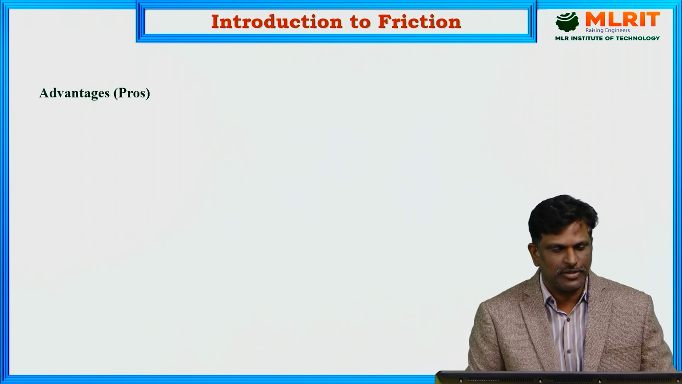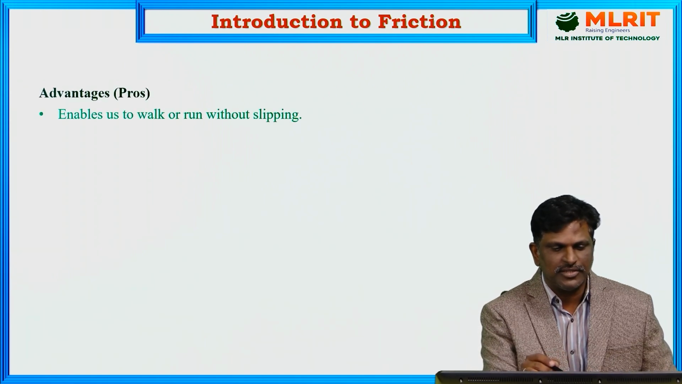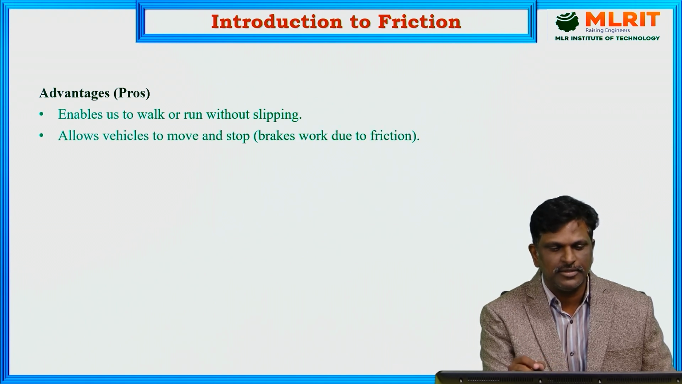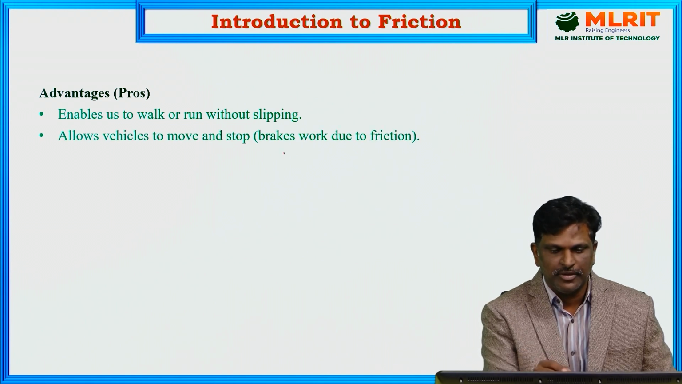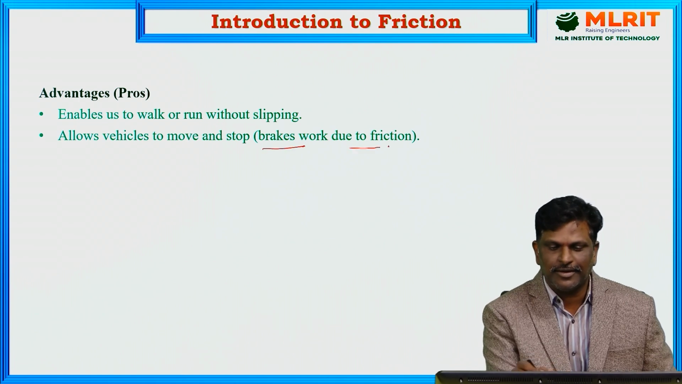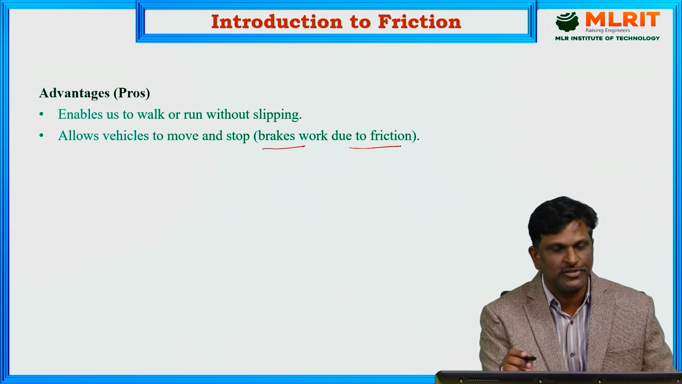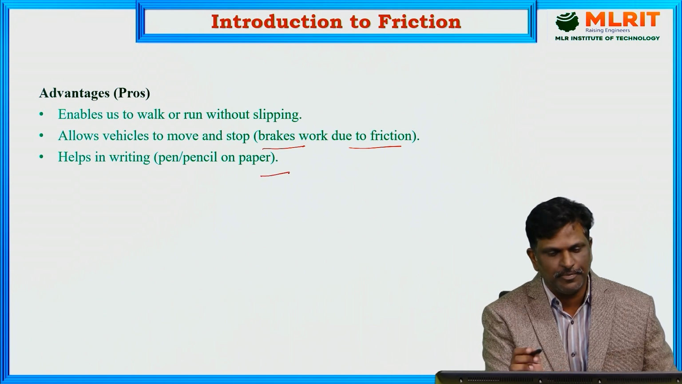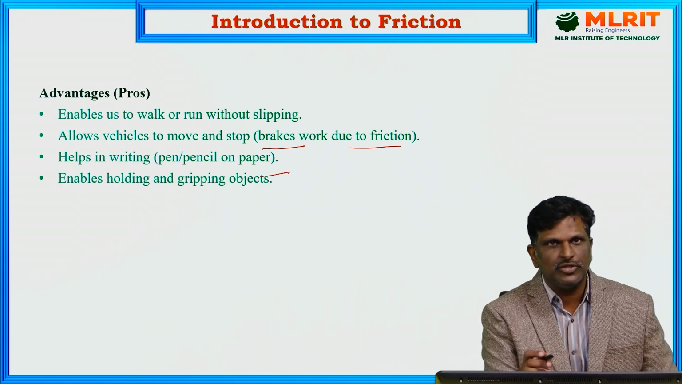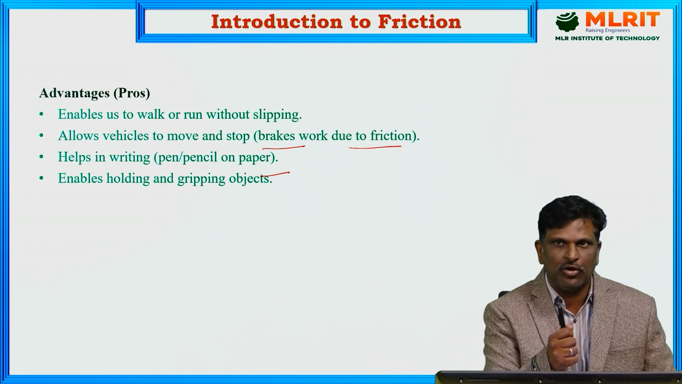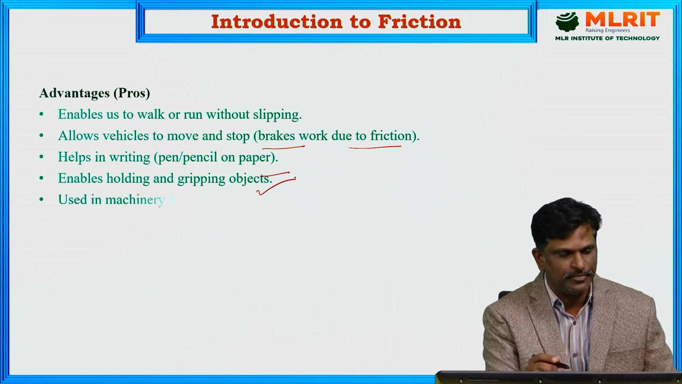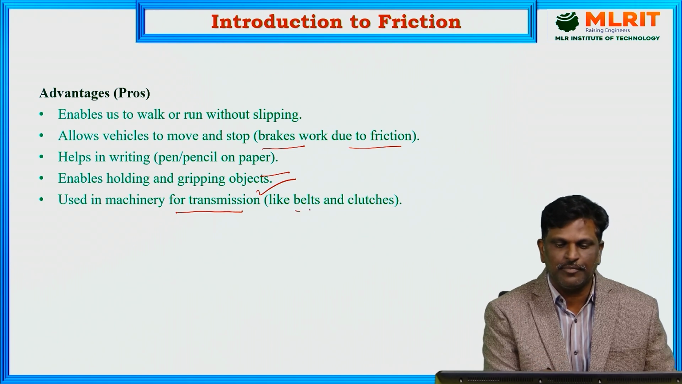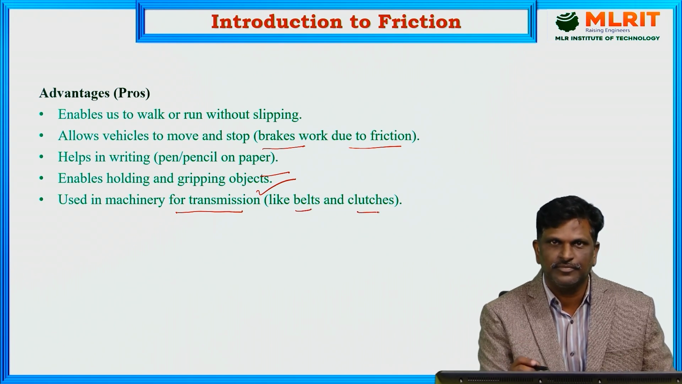Advantages of friction. It enables us to walk or run without slipping. It allows vehicles to move and stop. Brakes and clutches are applications of friction. It helps in writing on paper. It enables holding and gripping objects. It is used in machinery for transmission, like belts and clutches.